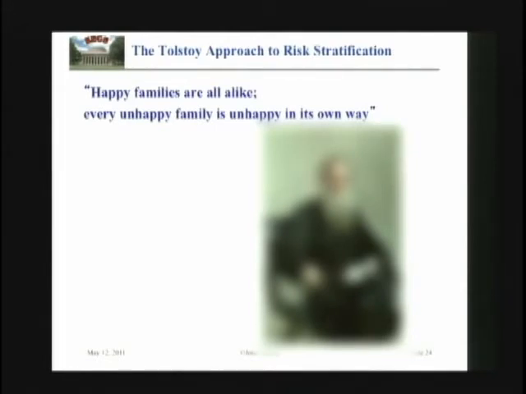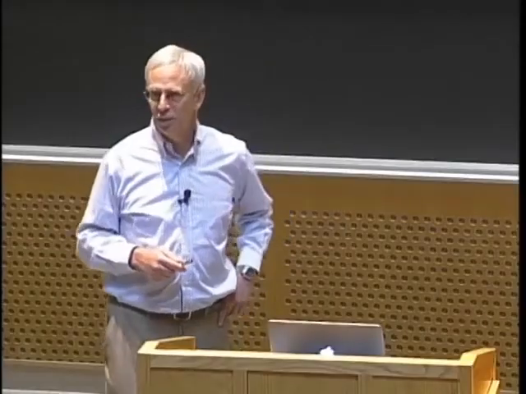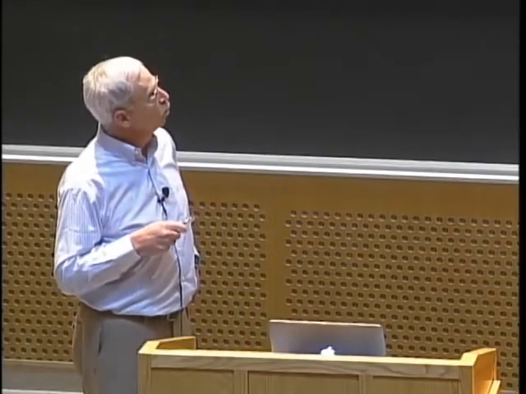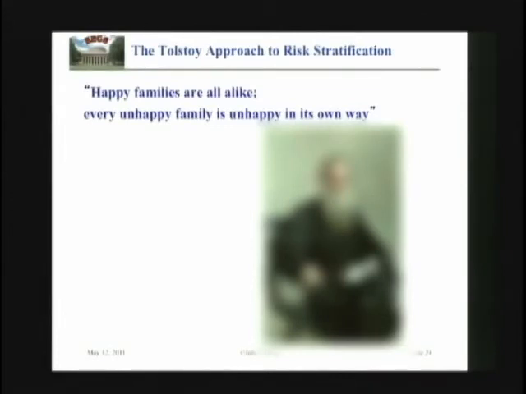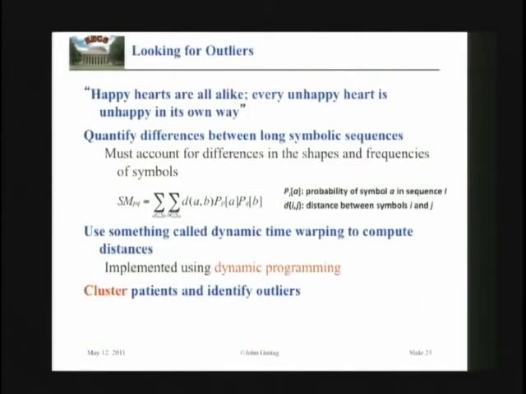The one I want to tell you about today, because it's the most closely related to 600 material, is what we think of as the Tolstoy approach to risk stratification. So Tolstoy is famous for saying that happy families are all alike, but every unhappy family is unhappy in its own way. So we generalized that, or specialized it maybe, to say that happy hearts are all alike, but every unhappy heart is different. And then did some fairly simple work to quantify the difference between electrical activities in different people's hearts.